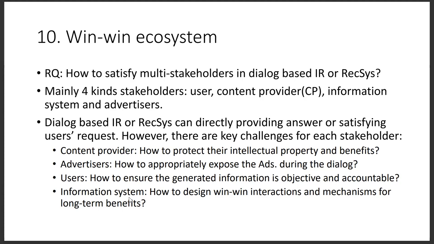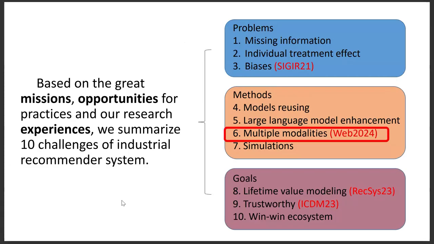For example, for content providers, how to protect their IP and their benefits. For the advertisers, during the dialogue, how to appropriately expose the advertisement to the users. For the users, how to ensure the generated information is objective and accountable. And for the information system, the recommendation system and the search engine, how to design win-win interaction and mechanism for long-term benefits. Okay, here is the summary of the 10 challenges.